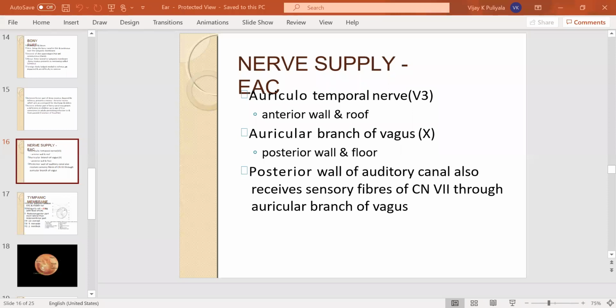So where is this cartilaginous part present? It is present between the petrous part of the temporal bone and the posterior border of the greater wing of the sphenoid. It is called the sulcus tubae. I will show you in the dissection hall today. Within that sulcus tubae lies the cartilaginous part of the eustachian tube.